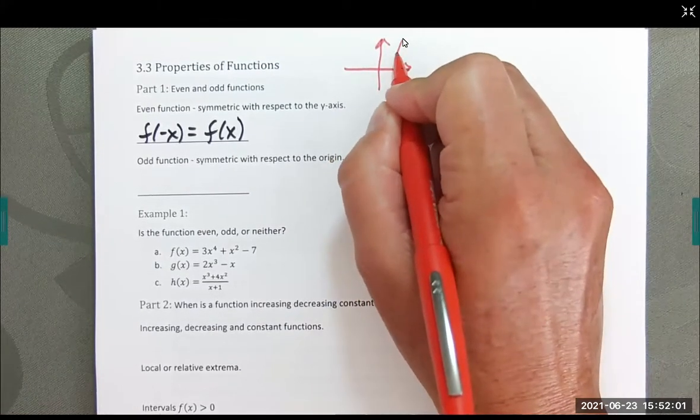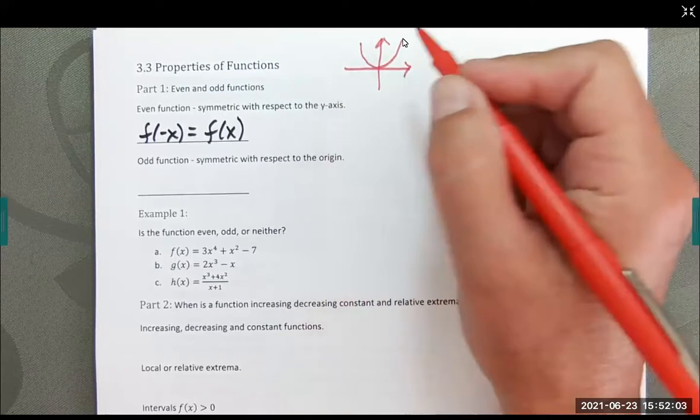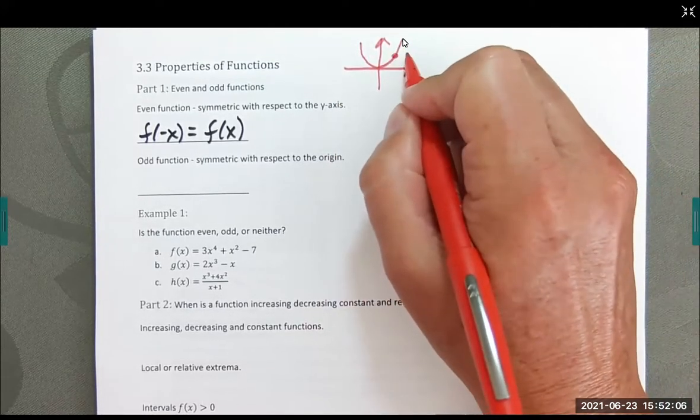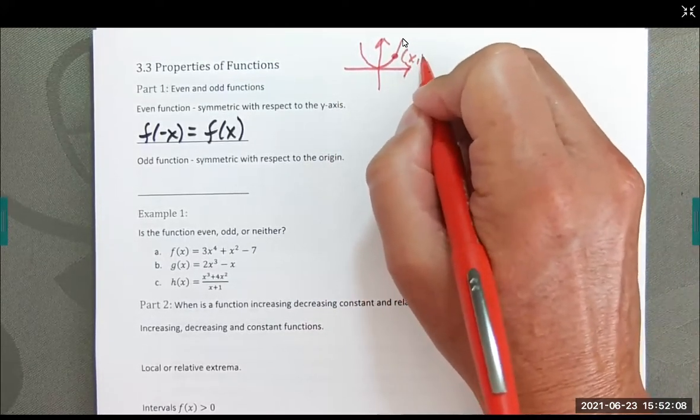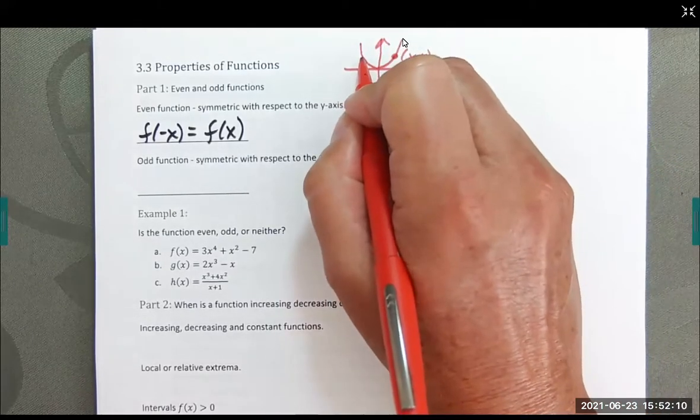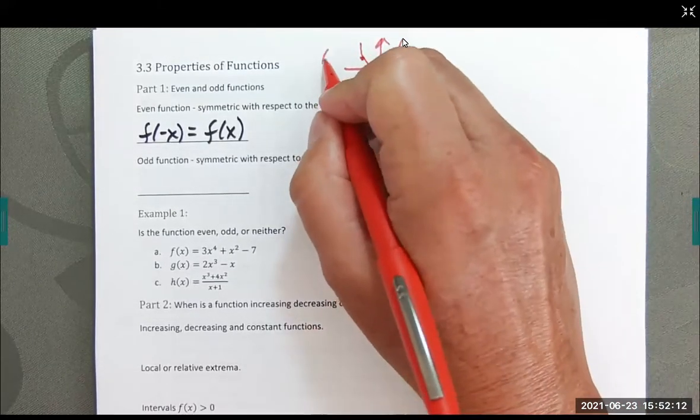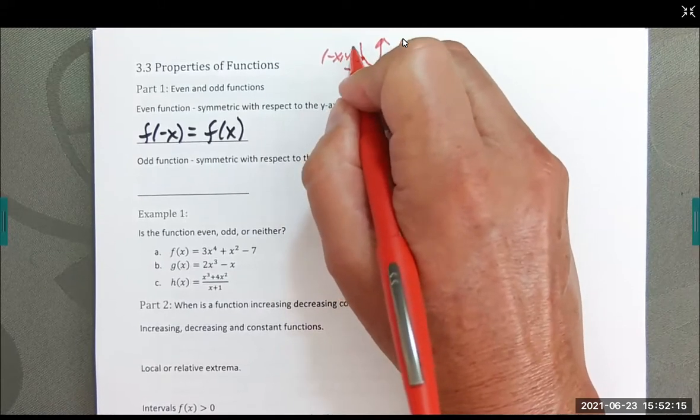If I have a graph here, and I have this point here, this is going to be x comma y, and this one here is going to be negative x and still just y.